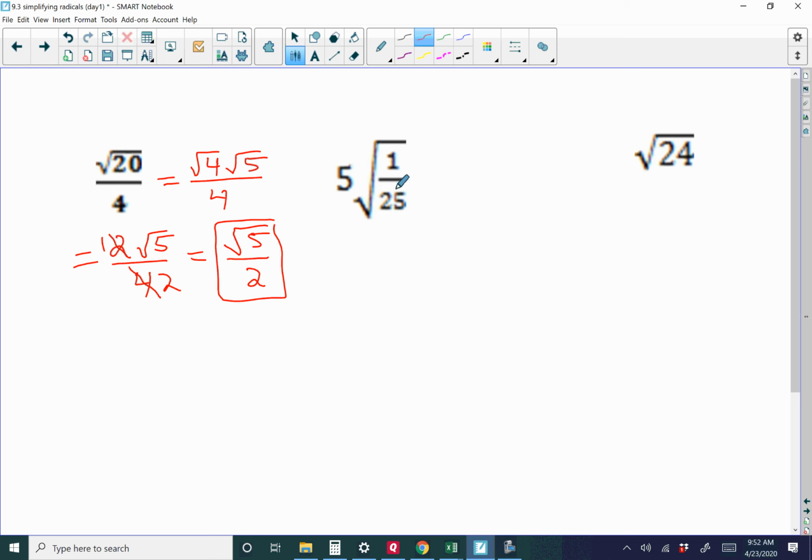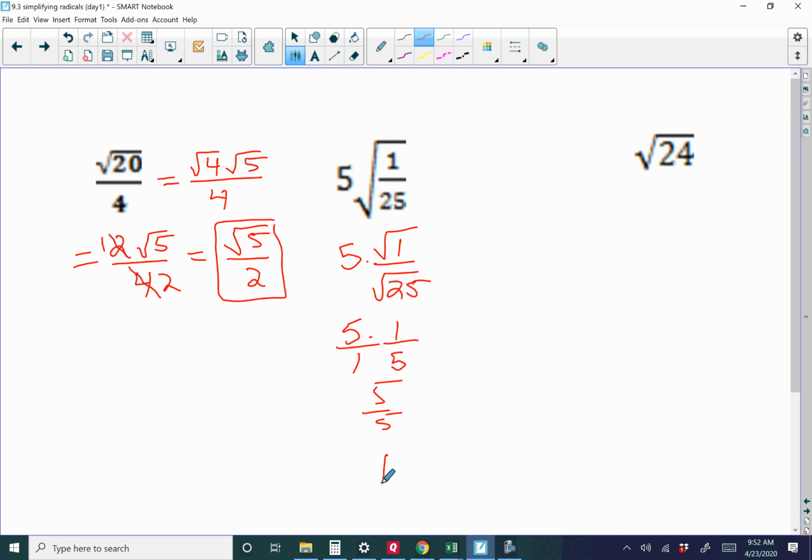5 times the square root of 1 over 25. Okay, well, I can break that down into the square root of 1 over the square root of 25. So 5 times the square root of 1 over the square root of 25. This becomes 5 times 1 over 5. No, let's put that over 1. This becomes 5 over 5, which is an answer of 1.